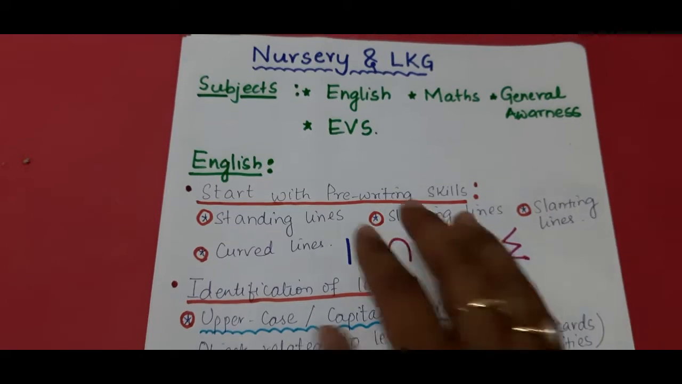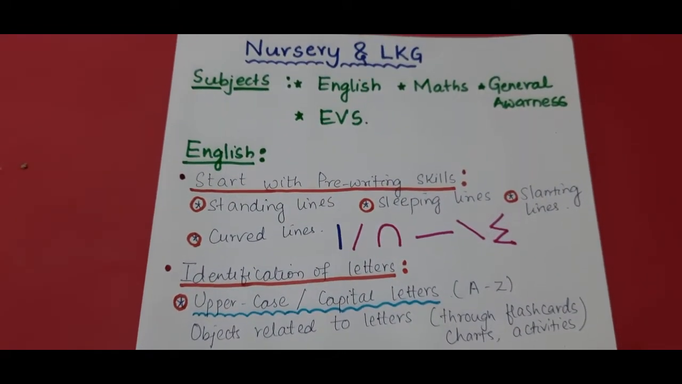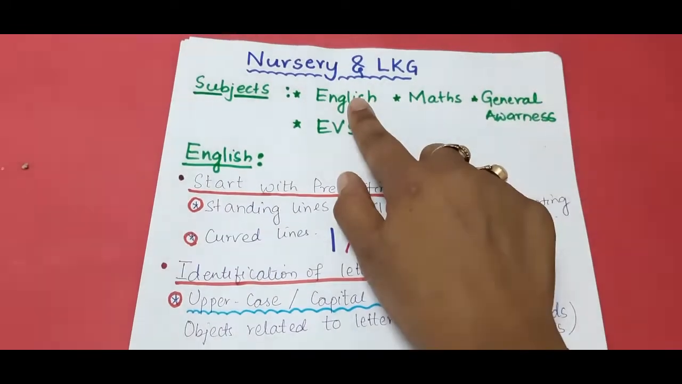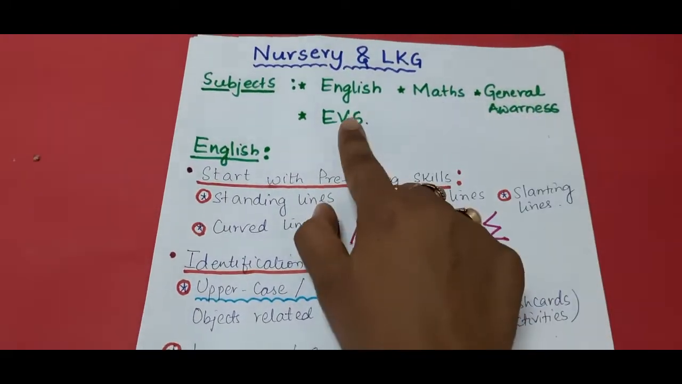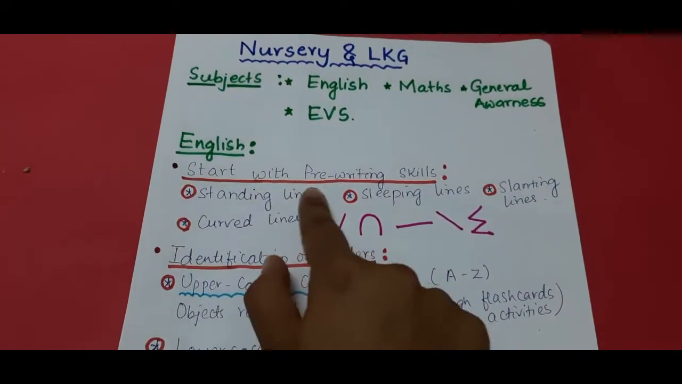Good morning. So today I have come up with what I have taught to my daughter. Basic subjects are English, Maths, General Awareness, EVS. First, starting with English. Start with the pre-writing skills.